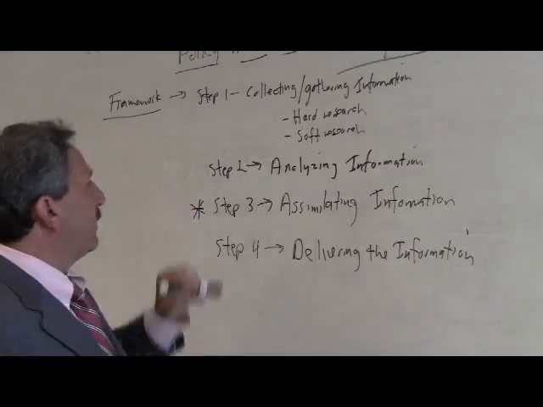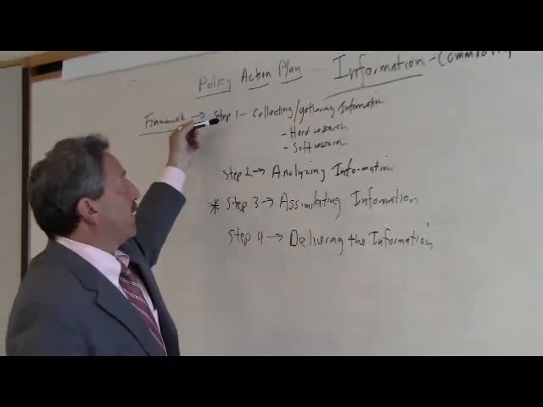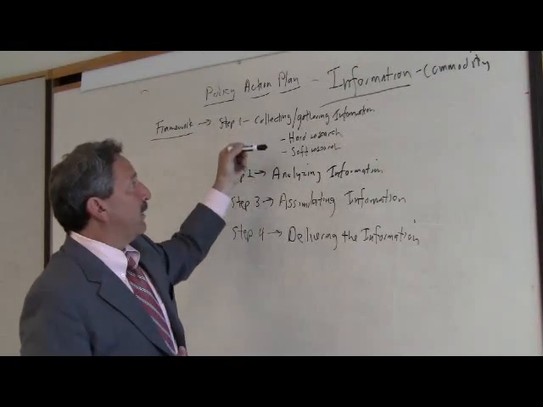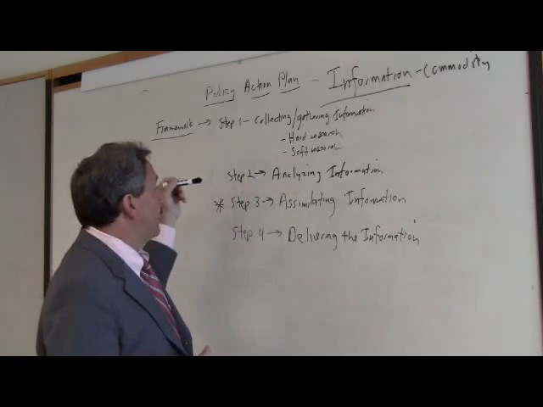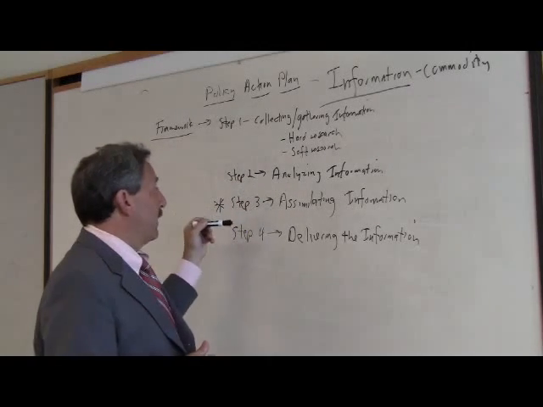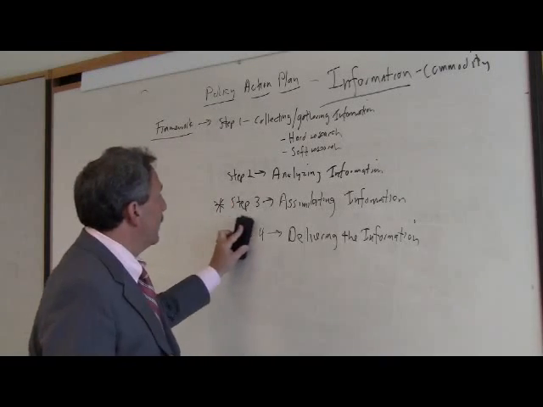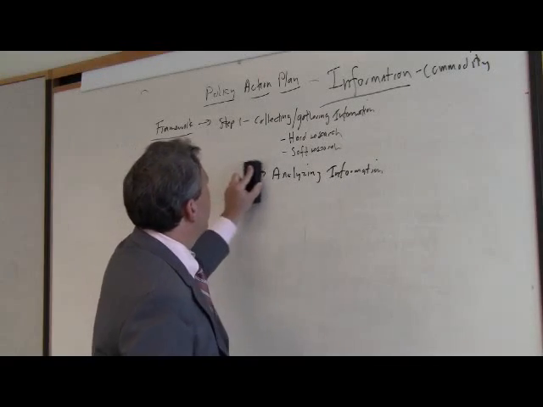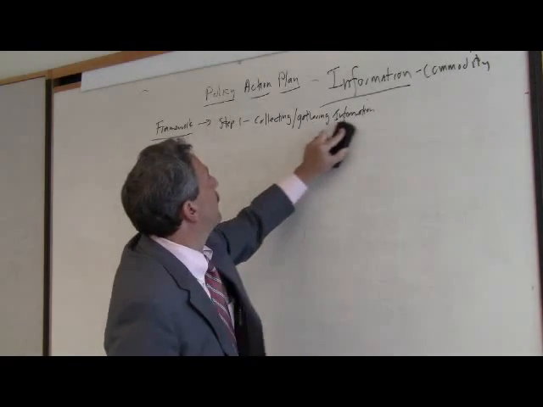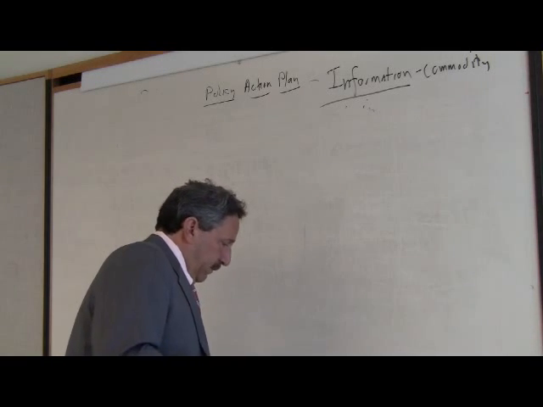So what we're going to focus on today is how we assimilate. Step 1 is collecting and gathering, hard research and soft research. Step 2 is analyzing. Step 3 is assimilating, and step 4 is delivering. So when you think about assimilating a policy initiative into advocacy tools, there's several different tools that we look to.